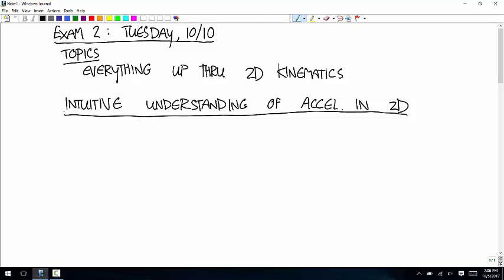In 1D, you can sort of wrap your head around it as long as you think of it in terms of the thing speeding up or slowing down, how that relates to the signs of the velocity and the acceleration. But in 2D, that's not even enough. So I want to talk about how to think of acceleration in 2D.